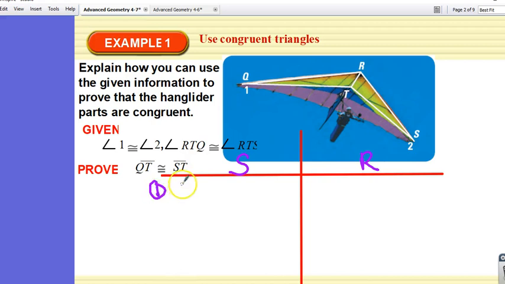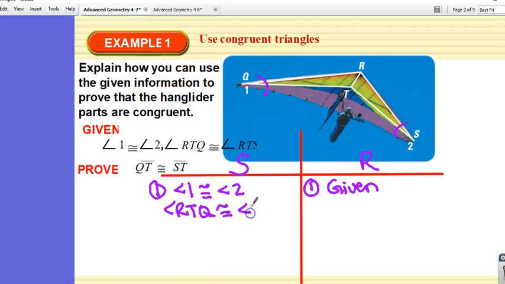So statement 1: Angle 1 is congruent to angle 2. Angle RTQ, we can write them together because they didn't give us a certain amount of points to use, right? Like I told you guys on the quiz, you want to separate out your givens because they gave you that many lines to do so. So the second thing is RTQ is congruent to RTS.